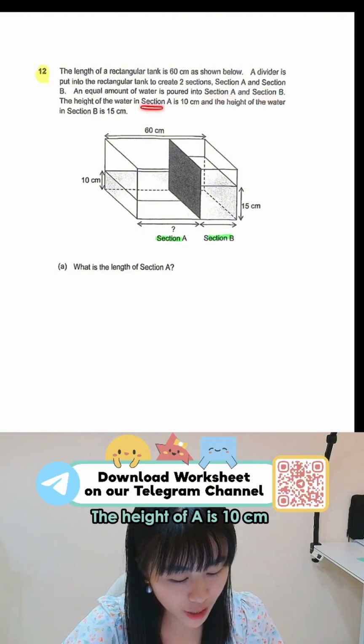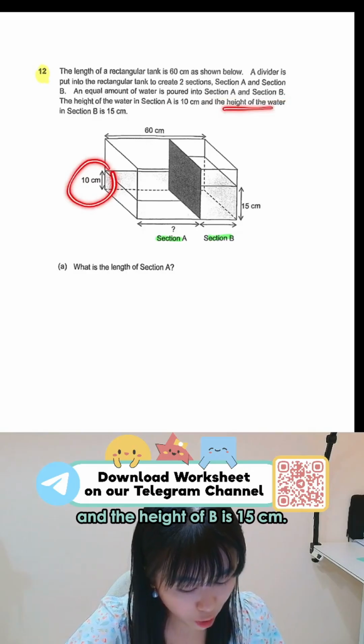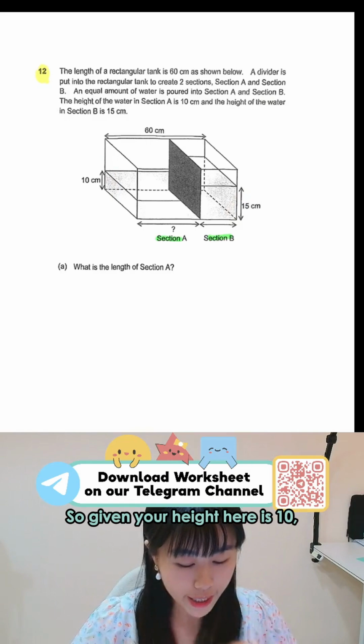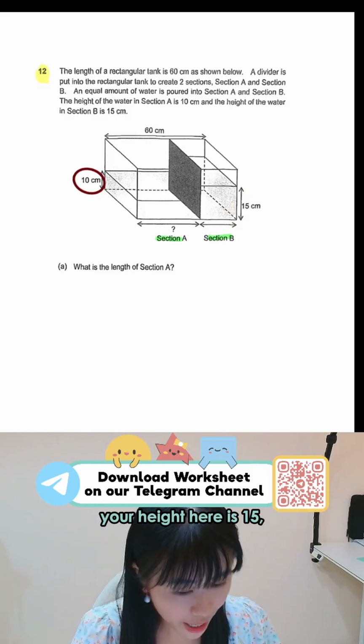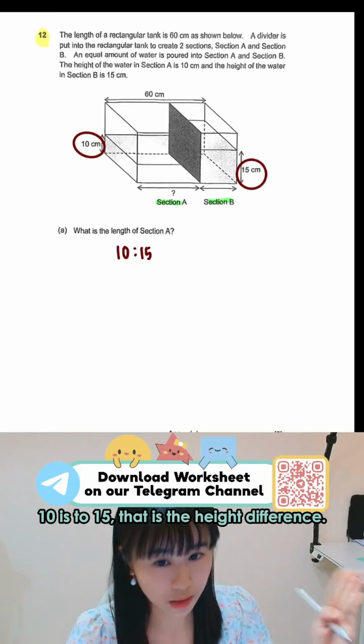Okay, the height of A is 10 cm. So they put it here, and the height of B is 15 cm. What is the length of section A? So given, okay everybody, your height here is 10. Your height here is 15. 10 is to 15, okay, that is the height difference.